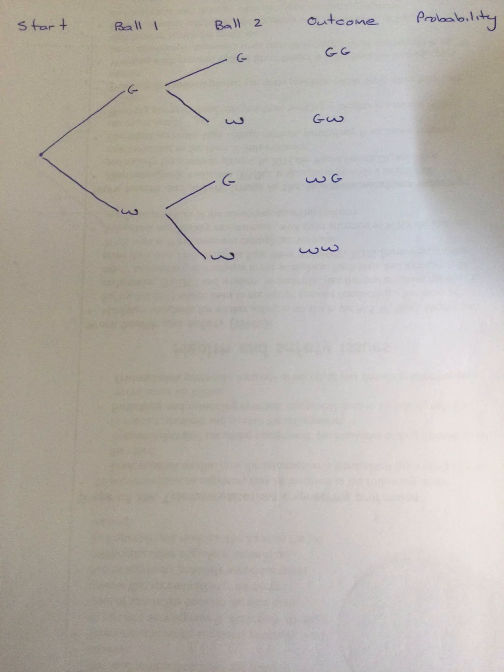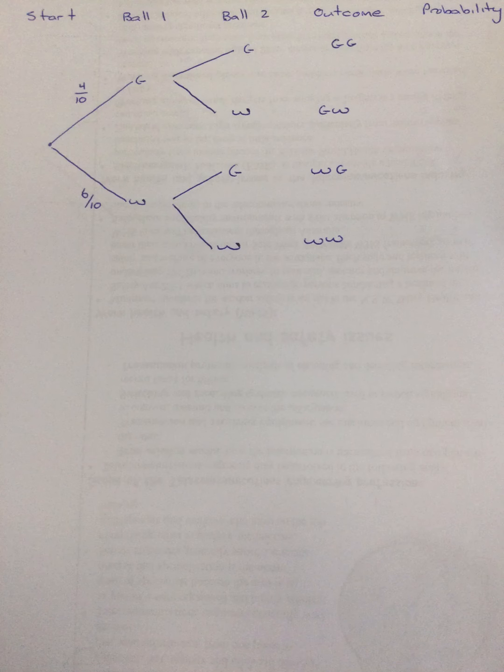All right, so same setup. Start, ball 1, ball 2, outcome and probability. Ball 1 could be green or white. Ball 2 is green or white again. And then you get your outcomes: GG, GW, WG, WW. So let's just start with the first ball. Our probability of getting a green from the first ball is 4 out of 10, and for the white, it's 6 out of 10.